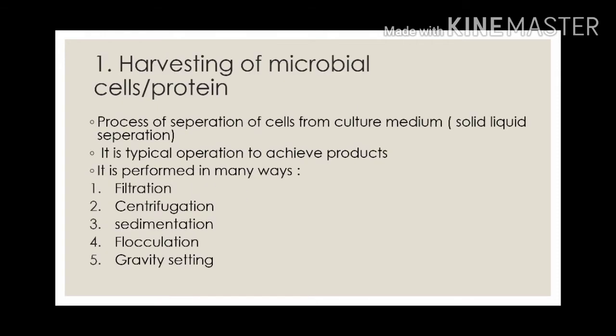The first step in downstream processing is harvesting of microbial cells and protein. It is basically a process of separating cells from the culture media, and it is also known as the solid-liquid separation process. It is a typical operation to achieve the product. It is performed in many ways like filtration, centrifugation, sedimentation, flocculation, and gravity settling. These are the methods by which we can harvest microbial cell or product.